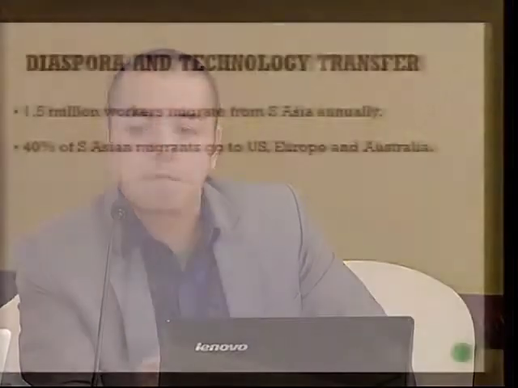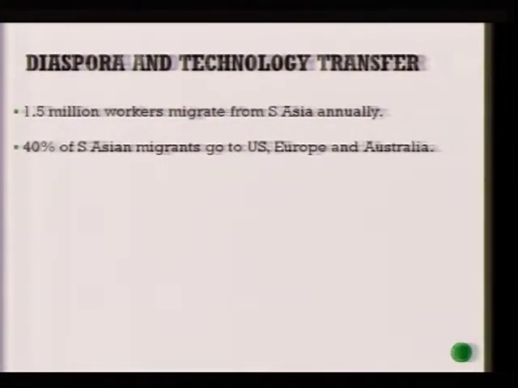So then comes the issue: how do we facilitate the technology transfer? We all know that we need technology, and there is the issue of IPR. One possible solution to look at could be the diaspora, because South Asia is one of the main sources of migrants in the world. Annually, 1.5 million migrants from South Asia migrate to other parts of the world, and nearly 40% of those migrants go to the north, so the US, Europe, and so forth.